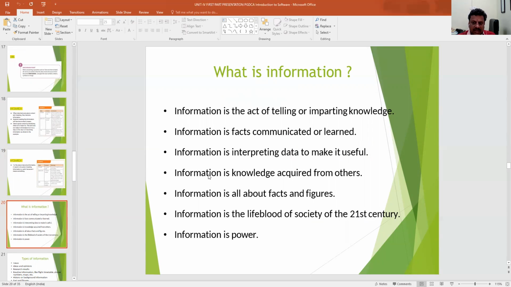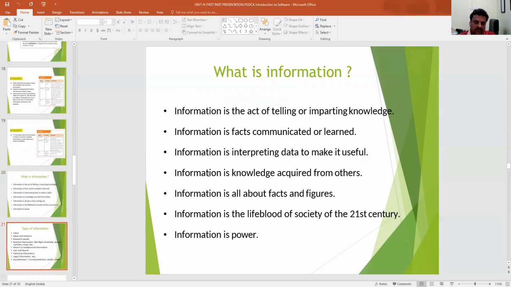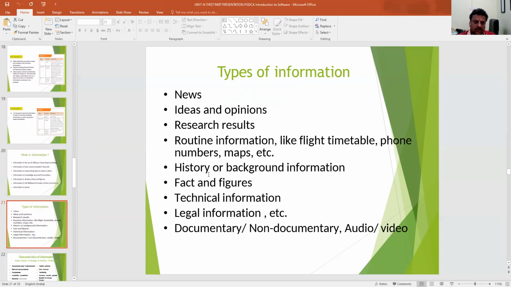Information is knowledge acquired from others. Information is all about facts and figures. Information is the lifeblood of the society of the 21st century. Information is power. So, among the types of information: news, ideas and opinions, research results, routine information like flight timetables and phone numbers, history or background information, facts and figures, technical information, legal information, documentary, non-documentary, audio, video.